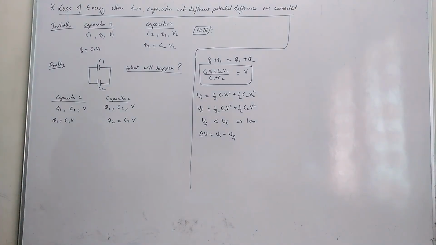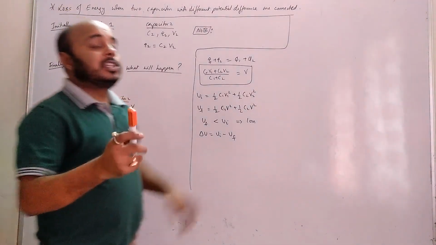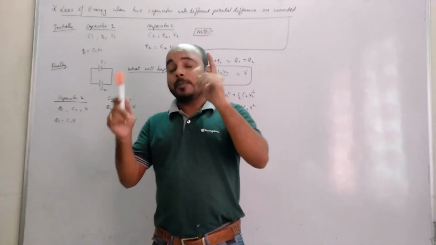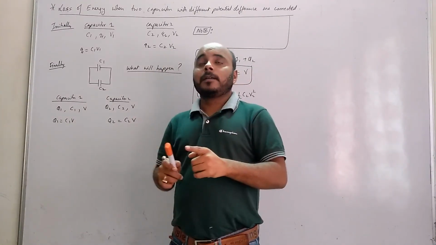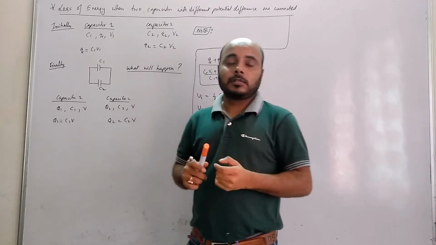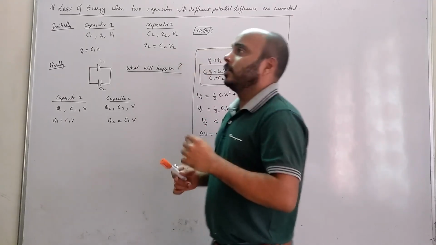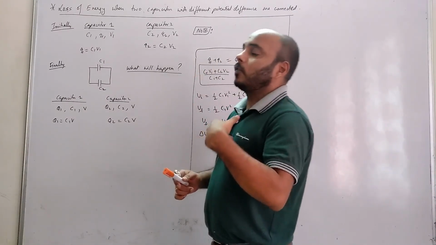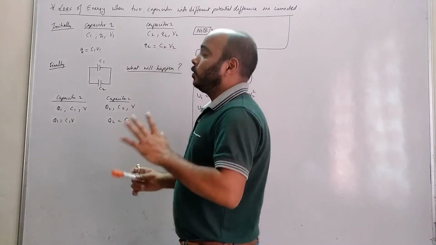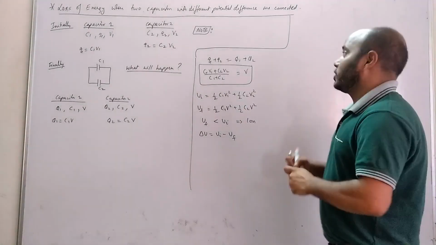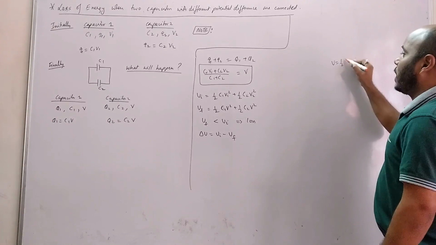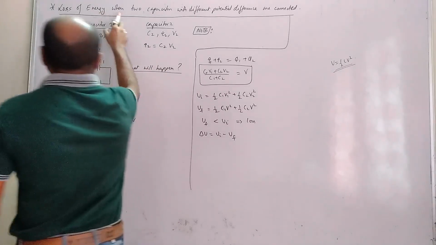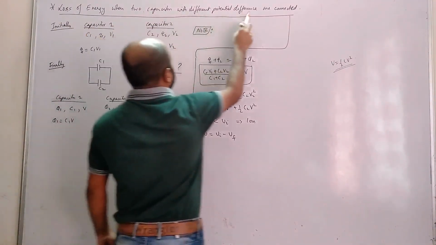Whenever we connect two capacitors with different potential difference, mind that, it's a very important part. There is some energy loss. We need to understand where that energy loss goes, why there is an energy loss, and what its value is. We know whenever a capacitor is charged, it contains some energy. What is that energy value? Half CV square. So that is the topic: loss of energy when two capacitors with different potential difference are connected.